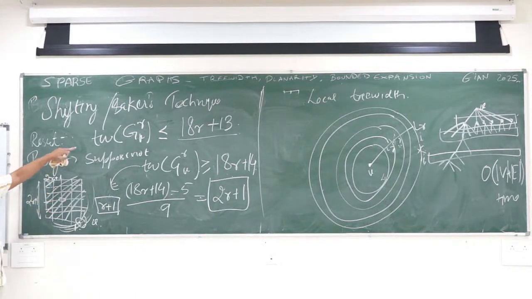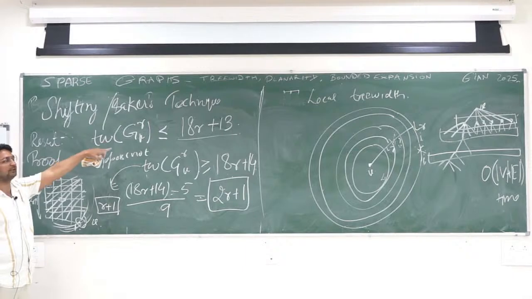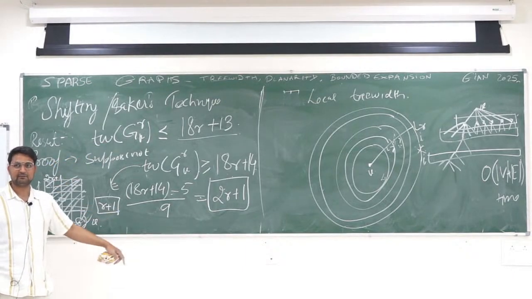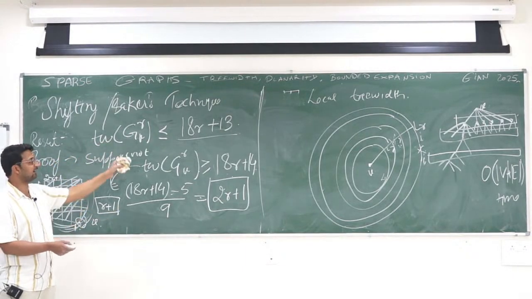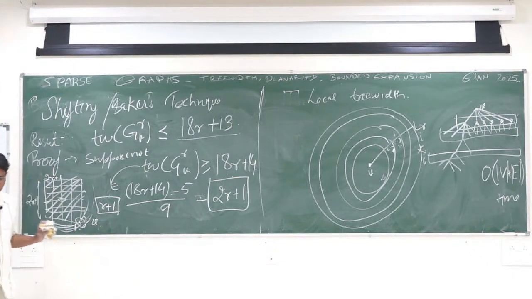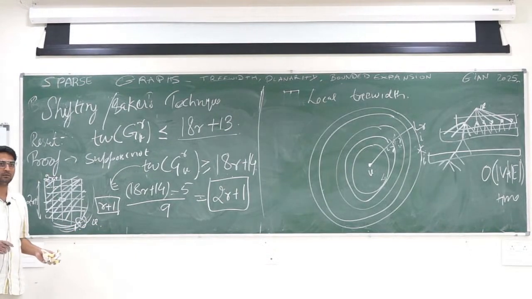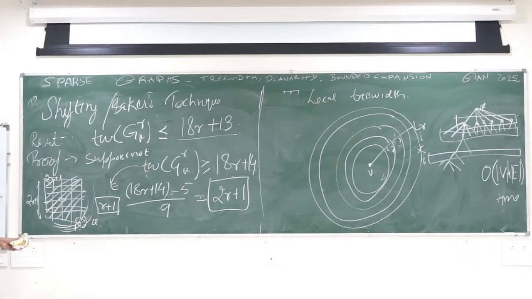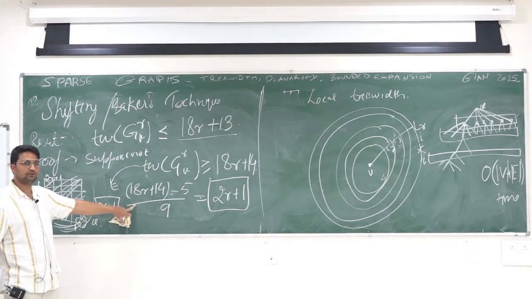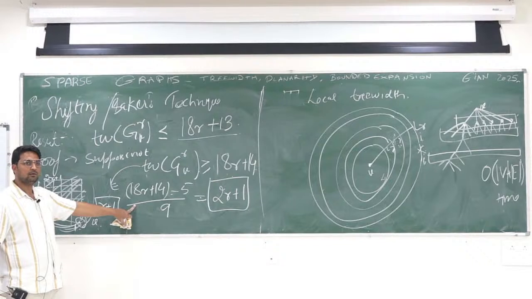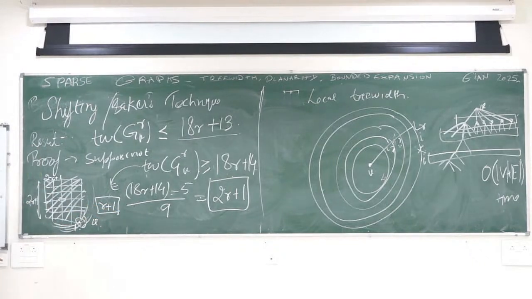It implies that the treewidth of my graph is locally bounded. So if I go to r levels, my treewidth cannot be more than 18r + 13. So why did we take that 2r + 1? Just for the grid size. It's solved to this, 2r + 1. From that, how are we using that thing? The treewidth.